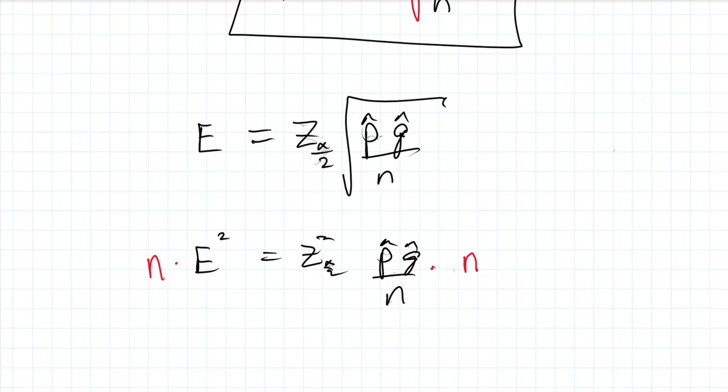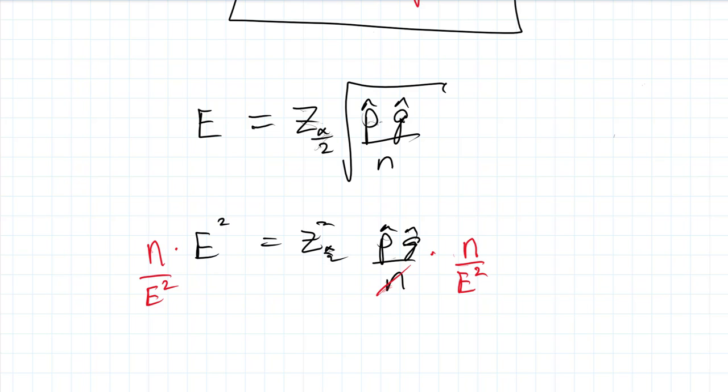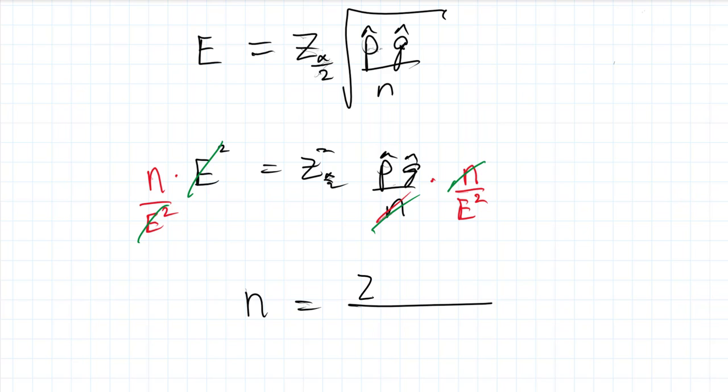And if we want to solve for n, if I multiply both sides by n, at least I can cancel that out over here, and I also know that I want to isolate n by itself, so I can do this in one fell swoop. I'll just multiply both sides by n over e squared. Instead of multiplying by n and then dividing by e squared, I can just do them both together, and what that gives me on the left side is simply n is equal to z squared alpha over 2, the sample proportion and the complement of that sample proportion.